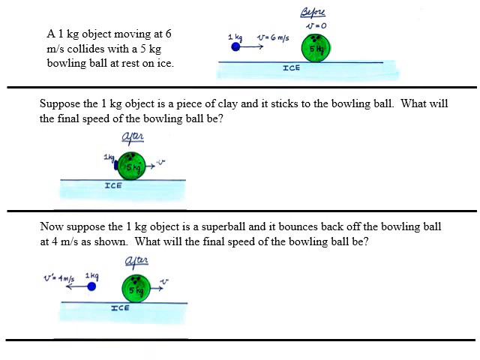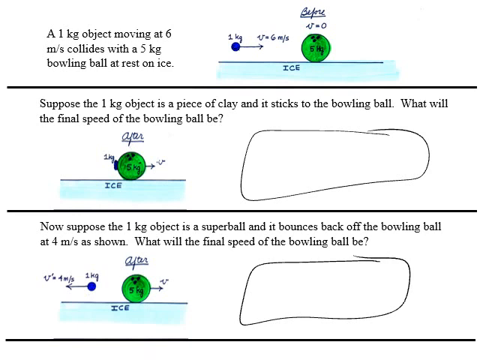You may want to pause the video at this point and try to work out the answer to each of these. They both start with the same before picture. If we have this situation before and it's a piece of putty, then the question is, what would be the velocity of the bowling ball at the end in that situation?